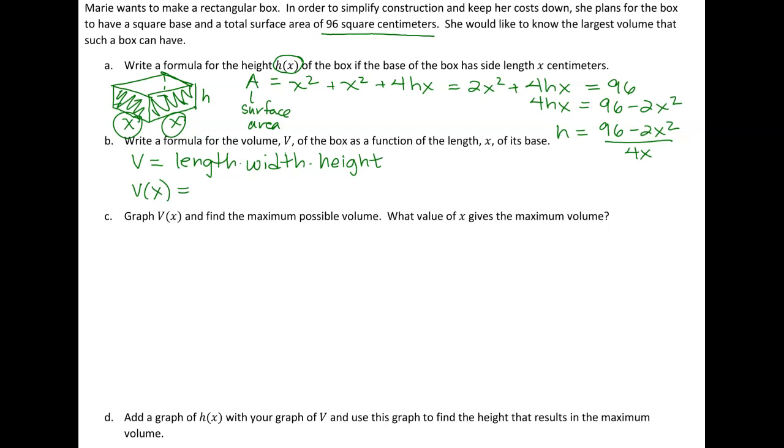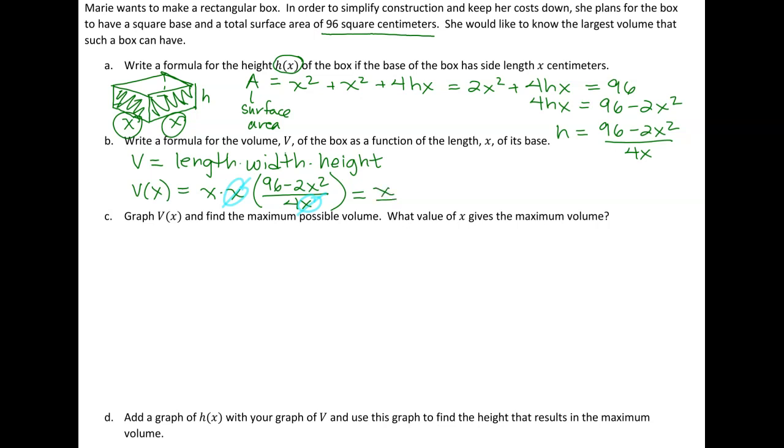The length and the width are the same, so this is really x times x, and then this is very nicely structured for us. The work we just did gave us the height as a function of x, so 96 minus 2x squared over 4x. And I think I will try and simplify at least a little bit now because something's jumping out as being really easy. I can cancel an x out, and I might even go a little further and factor a 2 out of the top so that I can cancel that.